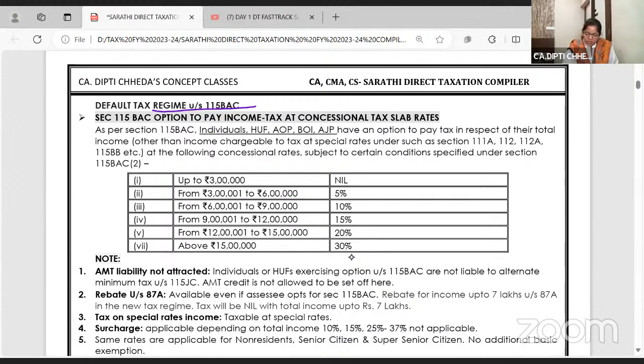Now, how do you go by the default tax regime? First of all, is this default tax regime applicable for all Assessees, individual, HUF, AOP, BOI, firm, company? No, this is applicable only for individuals, HUFs, AOP, BOI, and artificial juridical person. Yes, so that's what it is applicable to.